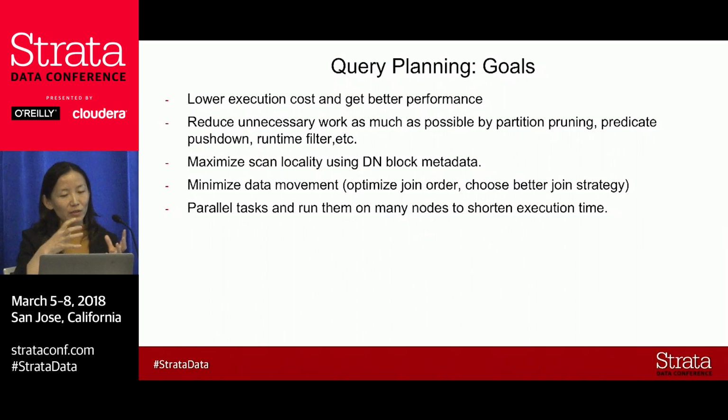The second goal, to achieve better performance, is to maximize scan locality. That means we want to use the Impalad that has the data as locally as possible. This way, you don't need to read the data through the network. You can just read the data from the local disk. So we utilize the data node's block metadata to find where the data is, and then schedule the work on that node.